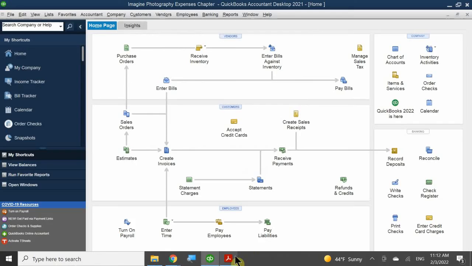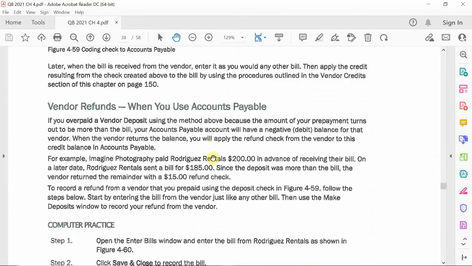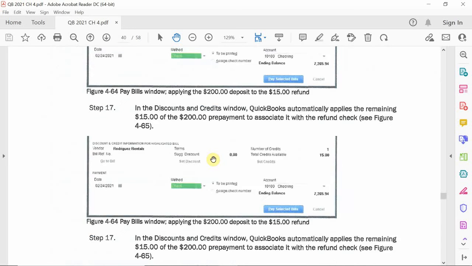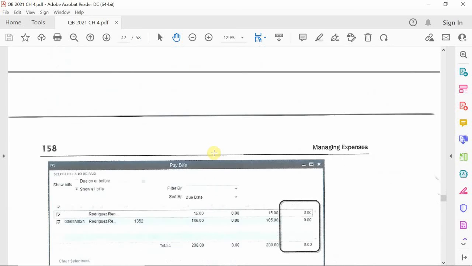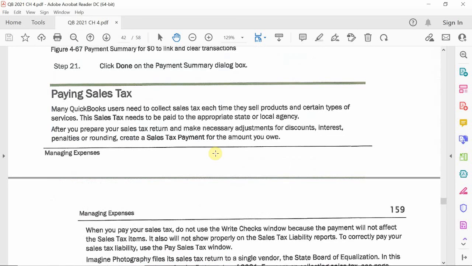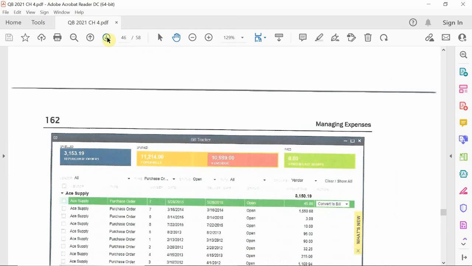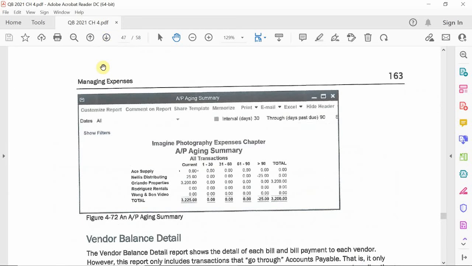So next section in your book is going to be paying your sales tax. In this case, I'm just going to save sales tax all into one area, and that area is going to be in chapter 3. So that's next week. We're going to skip over sales tax because I'm going to show you how to create your sales tax, how to collect it, and how to pay it all in one sitting. So we'll talk about sales tax later. Okay? And we already talked about the bill tracker.